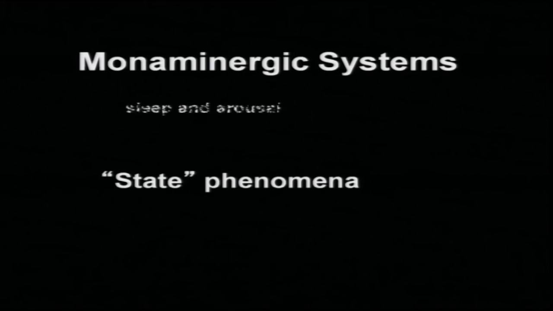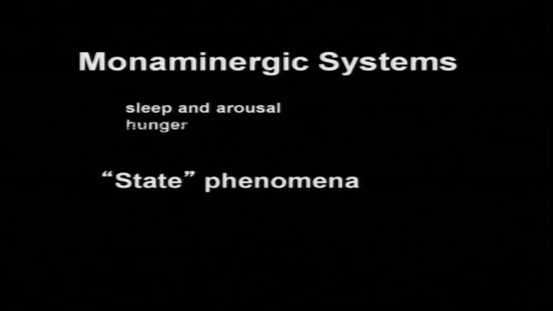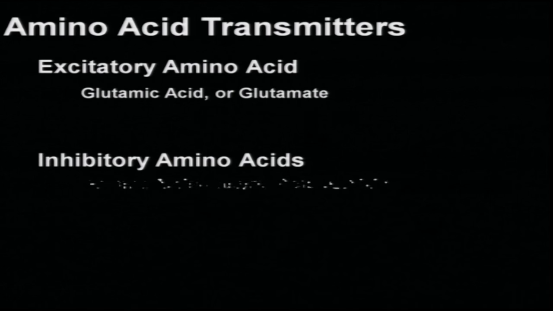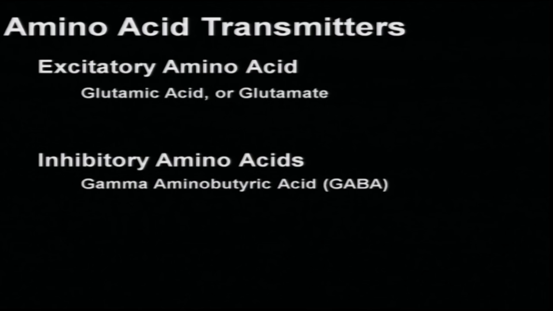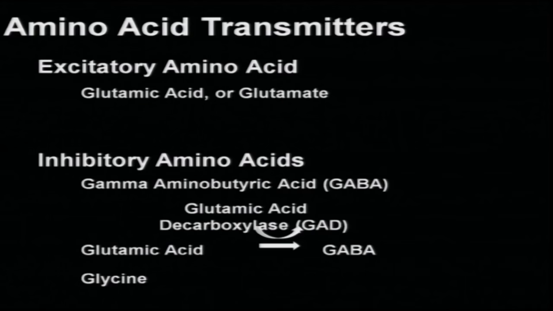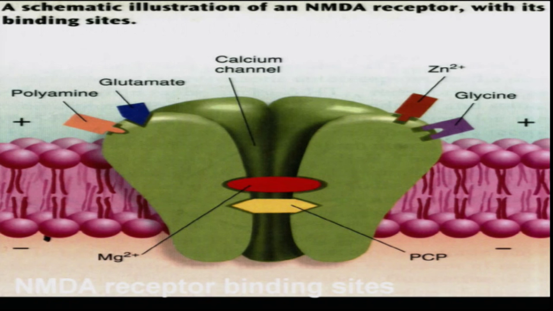So, one is acetylcholine, the other is monoaminergic, which regulates sleep and arousal and hunger and mood. Amino acids, like excitatory amino acids like glutamate, inhibitory like GABA, gamma aminobutyric acid. So, NMDA receptors, this is just to show you how it functions. This is one of the glutamate receptors. And these are the sites where glutamate can bind.